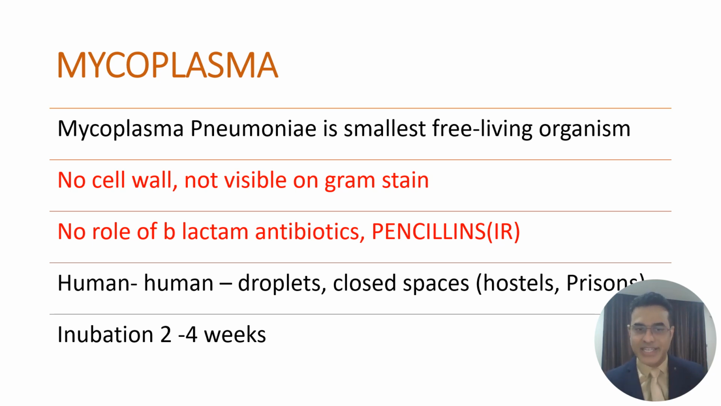So that is the reason the IDSA and ATS recommend, in most of the patients with community-acquired pneumonia, where we don't know whether it's a typical or atypical organism, that is the reason they always suggested going with the combination therapy of beta-lactam plus macrolide, as macrolides are the drug of choice for atypical bugs. And the spread is from human to human, the droplet spread. Very commonly outbreaks will be seen in hostels, prisons, or refugee camps. The incubation period is from one week to 4 weeks.